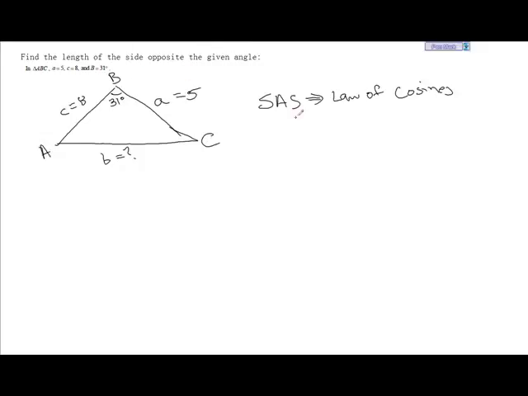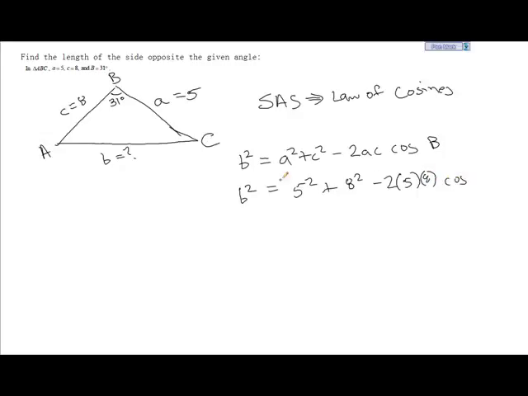So the form of the equation that we'll use is the one that has b squared on the left-hand side. That's equal to a squared plus c squared minus 2ac cosine of capital B. And now we plug in what we know. So we're going to solve for little b. We know that a is 5, so we have 5 squared plus c is 8, so c squared, minus 2 times 5 times 8, cosine of B, which is 31 degrees.